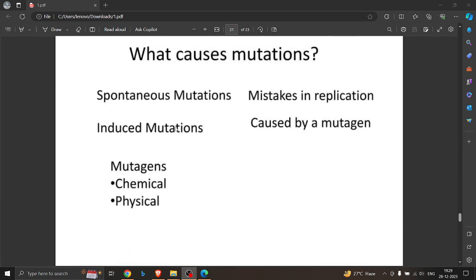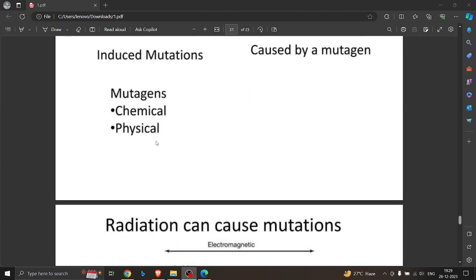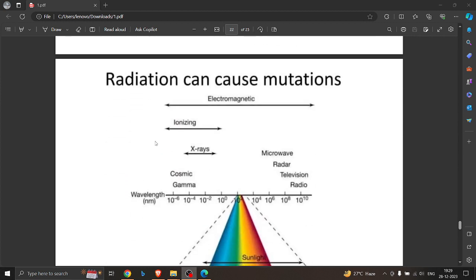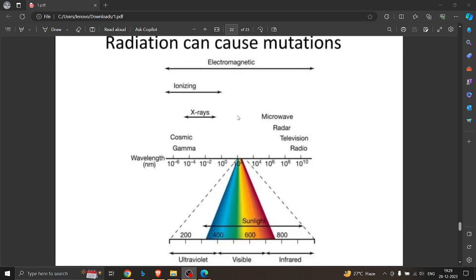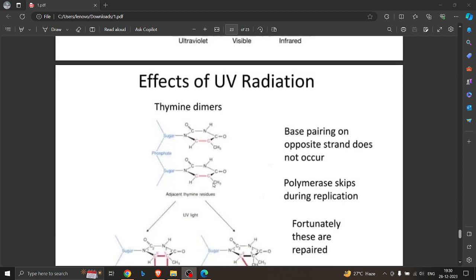So, what are the different causes of mutations? You see spontaneous mutations, which are mistakes in replication, and induced mutations caused by a mutagen. If you see induced mutations, the mutagens are chemical and physical. So radiations can also cause mutations. This diagram represents the radiation which causes mutations: electromagnetic, ionizing, X-rays, microwave, radar, television, radio, cosmic, gamma rays. These wavelengths include the radiation which can cause mutations. Effects of UV radiation.